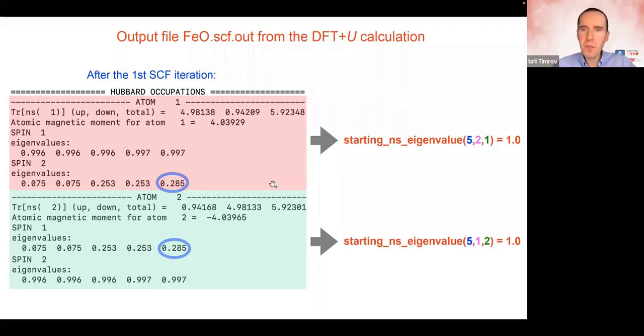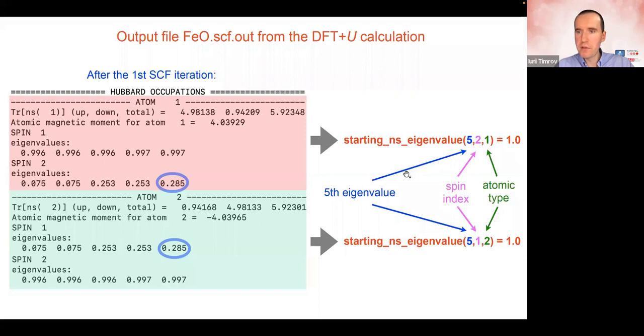And how to do that? We have a keyword which is called starting_ns_eigenvalue. And it depends on 3 indices and equals some value. So the value is the one which we want to enforce, so it's 1. Now, what are these 3 indices? The first, which is 5, is the index of the eigenvalue which we want to change. In this case, it's the 5th eigenvalue, if you count 1, 2, 3, 4, 5. So we want to change the 5th eigenvalue.